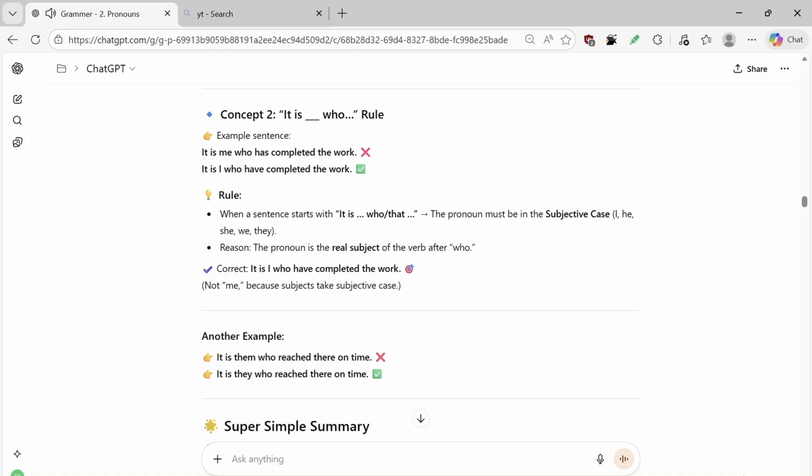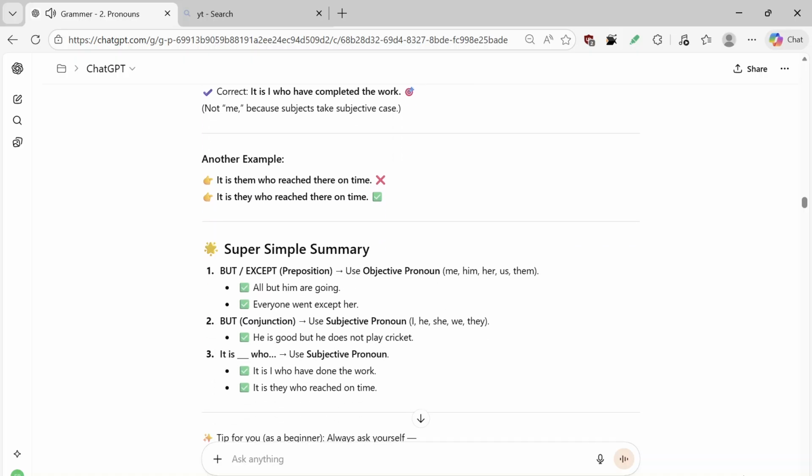Another example: "It is them who reached there on time." Correct: "It is they who reached there on time."